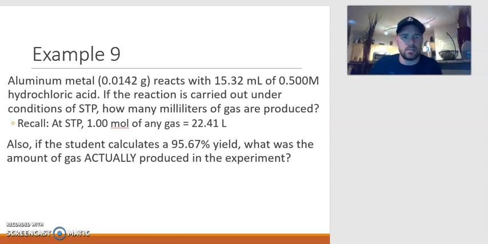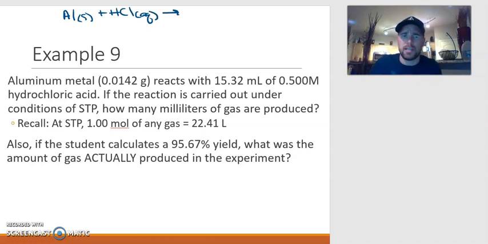So let's read this problem here. Aluminum metal reacts with 15.32 milliliters of a 0.5 molar hydrochloric acid. Very simple. Aluminum is reacting with hydrochloric acid. So let's write that up here. Aluminum, and that's a metal, so it's going to be solid, plus hydrochloric acid. Remember, that's HCl, and it's always aq for an acid.